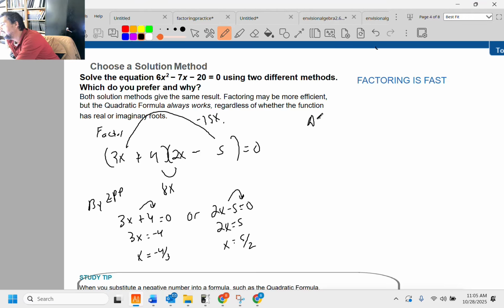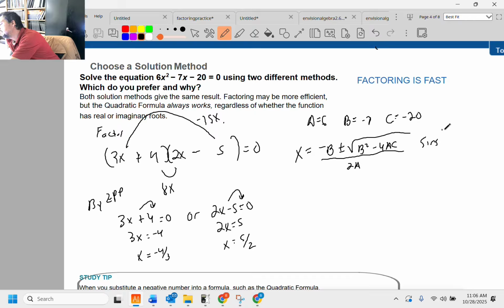QF: you pick out A, you pick out B, you pick out C, and then you just plug it in. And by God, write the formula down one more time. X equals negative B plus or minus the square root of B squared minus 4AC, all over 2A, and sing the song. It's how you remember the thing. Sing the song. It's to the tune of Row, Row, Row Your Boat, and you get to hear my magnificent voice.